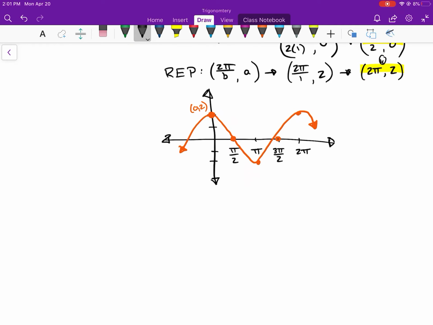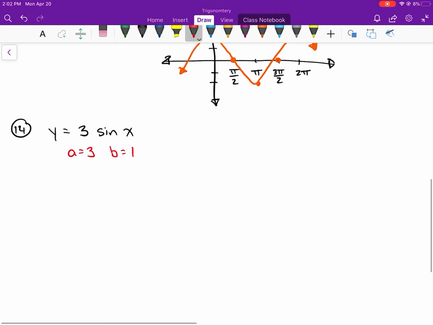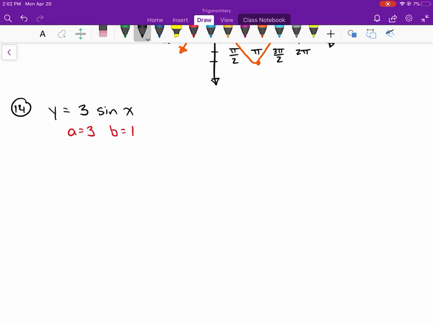Alright, and then the other one is sine. So number 14 is y equals 3 sine of x. I'm going to label: A is 3, B is 1. Flip to my page in my notes so I don't have to scroll up. So we're going to do our left endpoint, which is 0, 0 for sine. My first quarter point, which is pi over 2b, a.